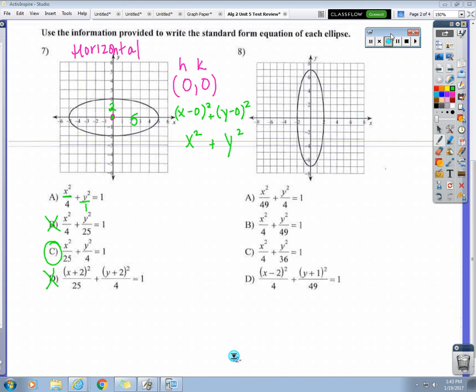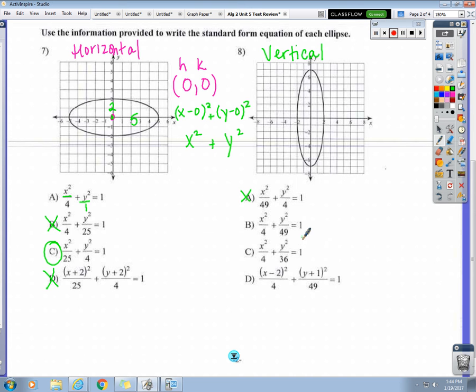Number 8. Well, first of all, what type of ellipse is this? Vertical. Which kind of lets you know the number under the y is the bigger number, correct? So doesn't that eliminate A right away? Because in A's equation, x has the bigger number under it. And anytime you have a vertical ellipse, the bigger number's under the y. So far, B, C, and D are okay so far.